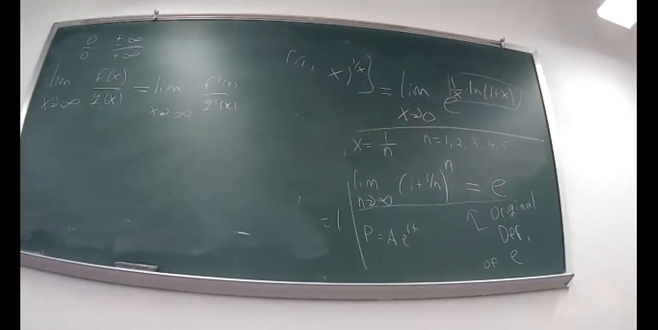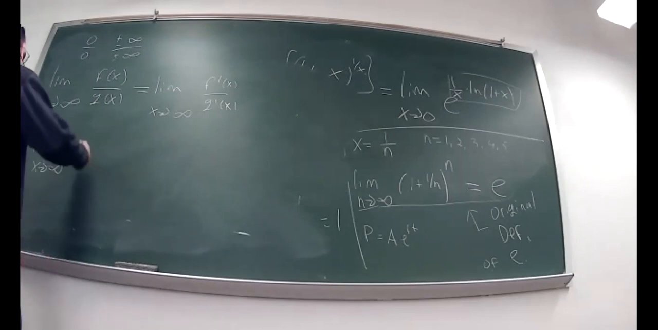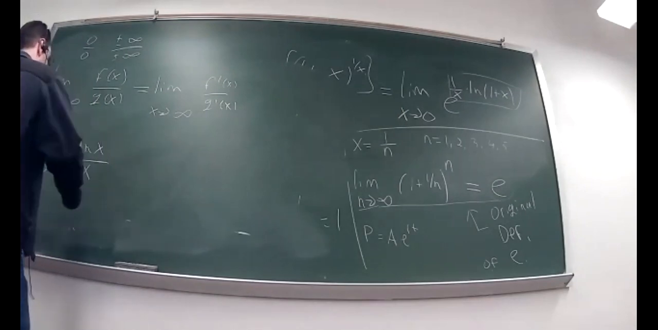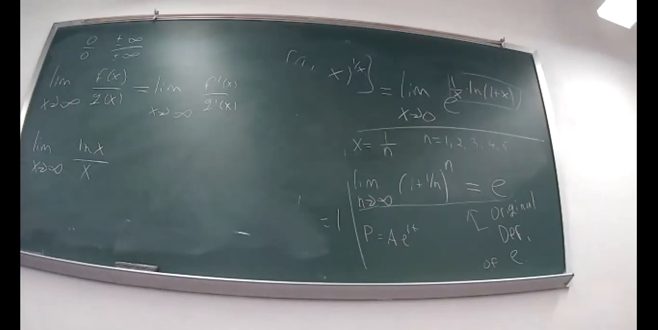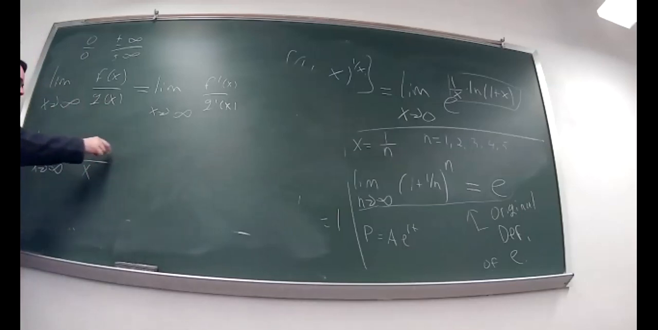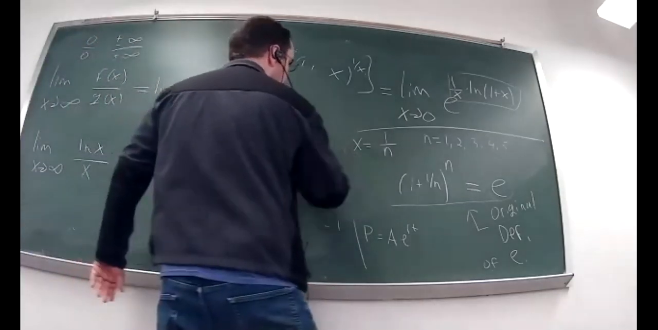So you can use this to do things like, if you wanted to take something like the limit as x goes to infinity of natural log of x over x. So now you're interested in what we call the asymptotic behavior. x is not going to 0, x is going to infinity, and you're comparing how fast these two things grow. So you definitely get infinity over infinity: natural log of x goes to infinity, x goes to infinity.